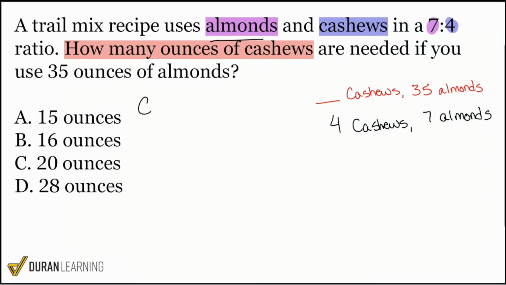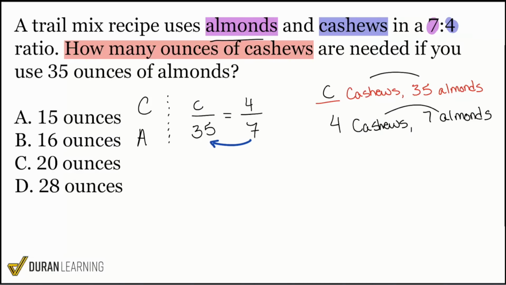We have cashews up top, almonds on the bottom, and let me show you what's going on here. I'll just use C for cashews, so we'll do C over 35, again comparing like that, and then 4 compared to 7. So cashews on top, almonds on the bottom, and we are now good to go. So to get this done, we can cross multiply and divide. We can compare the same things in the same way. Either way, we can get the answer.